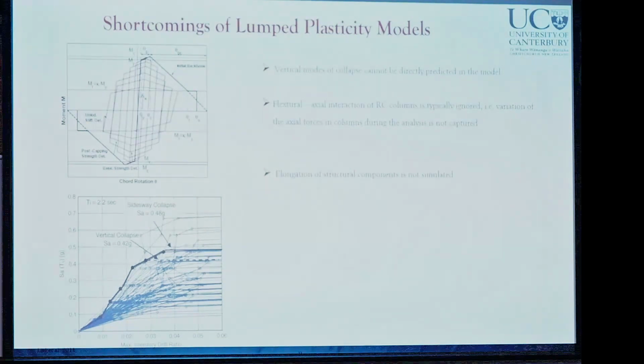And the third issue is that elongation of the structural components is not simulated. As you saw in one of the photos, that building collapsed. The floors collapsed due to elongation. If that building was modeled using the plastic hinge model, that could not be captured. So that is an issue here.